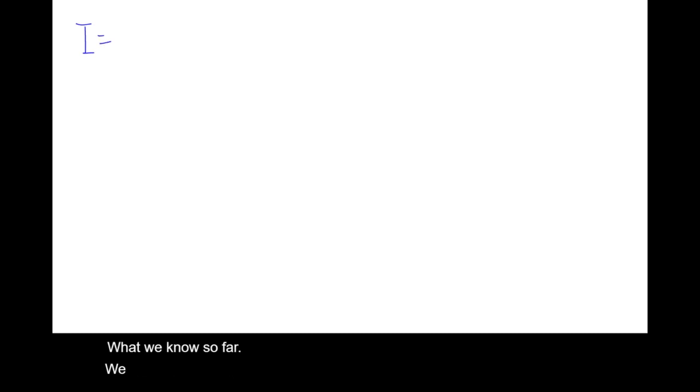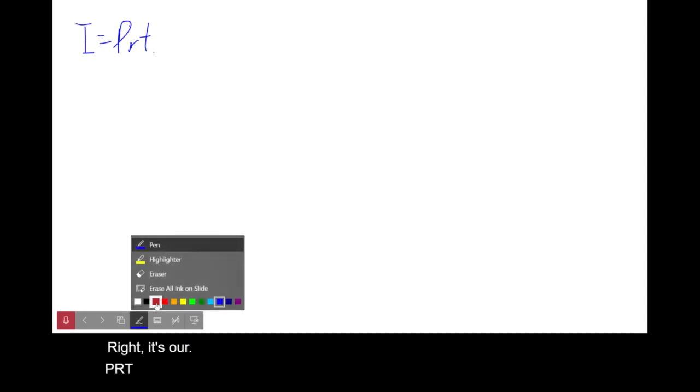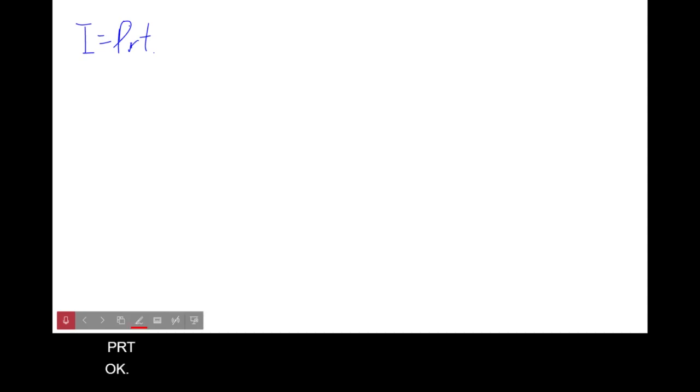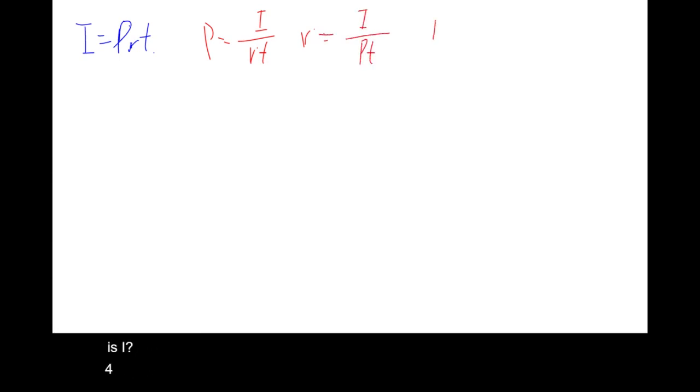Okay, so simple interest. What we know so far. We know interest is PRT. P is I over RT. R is I over PT, and T is I over PR.